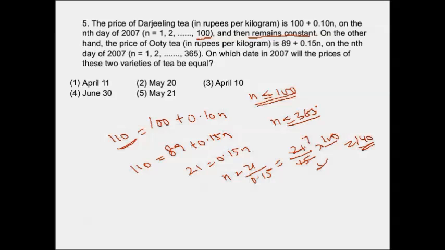So how to calculate the days now? In January we have got 31 days, because it is 2007. In February we have got 28, March is 31, April is 30, so this all adds up to 120. That means for May we'll have to count 20 days more, so the answer is the second option, which is 20th May.